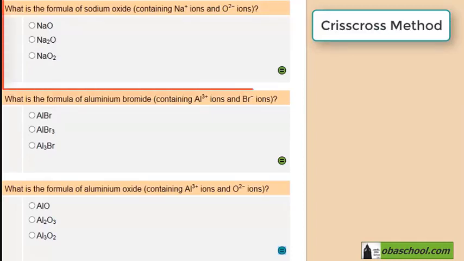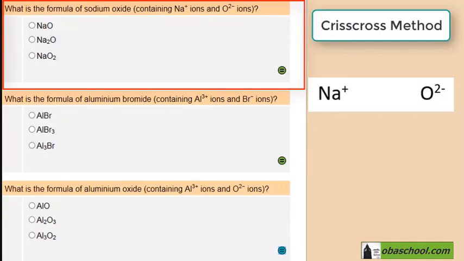Let's try solving some questions together. The first question: what's the formula of sodium oxide, which contains Na+ ions, sodium ions, and O2- ions, which are oxide ions? Take a couple of minutes and try to solve this alone. We can logically try to balance the charges, and we can also use the crisscross method. This is easier and faster.